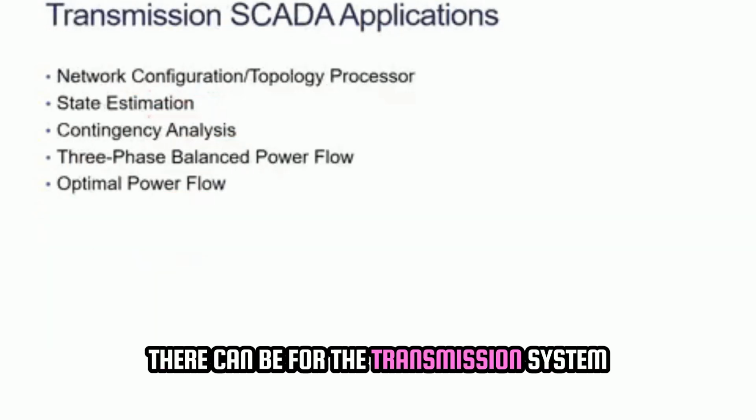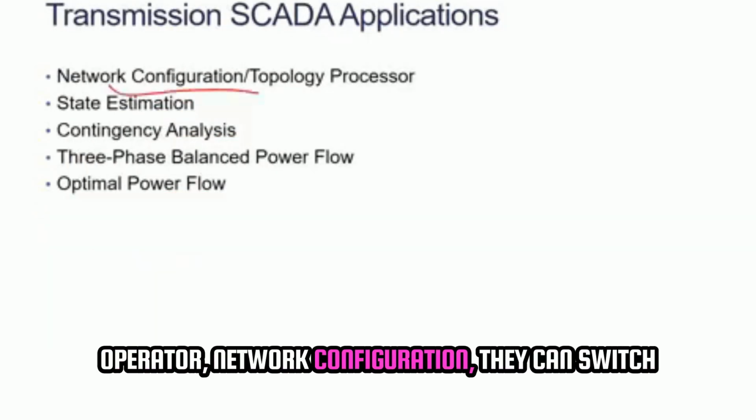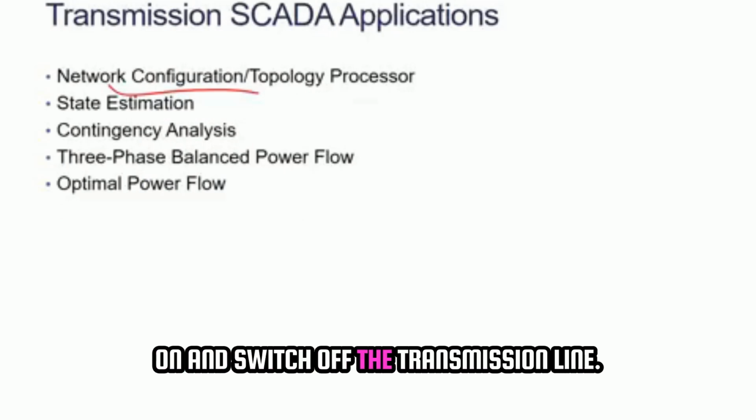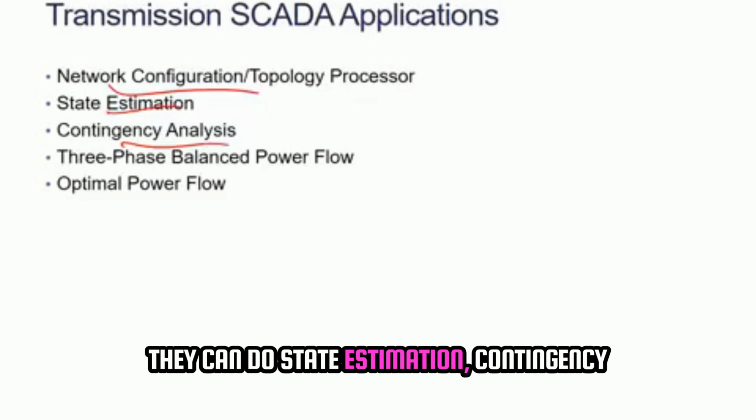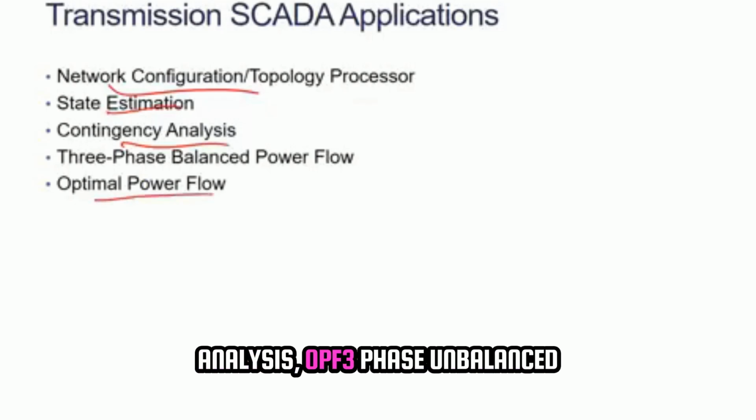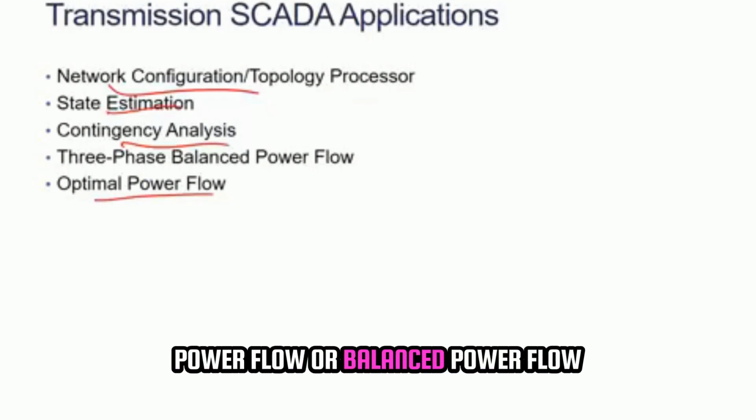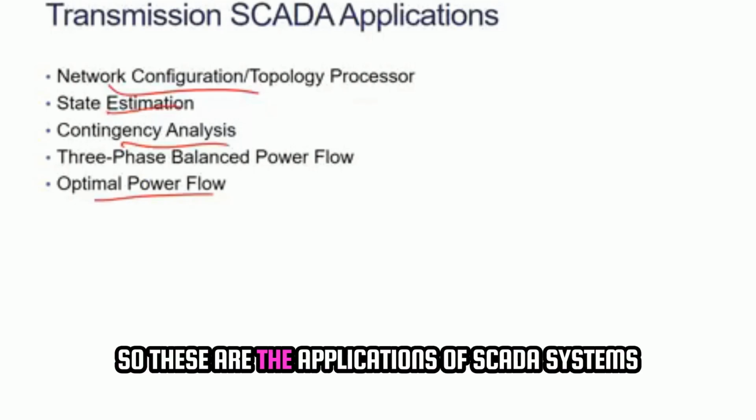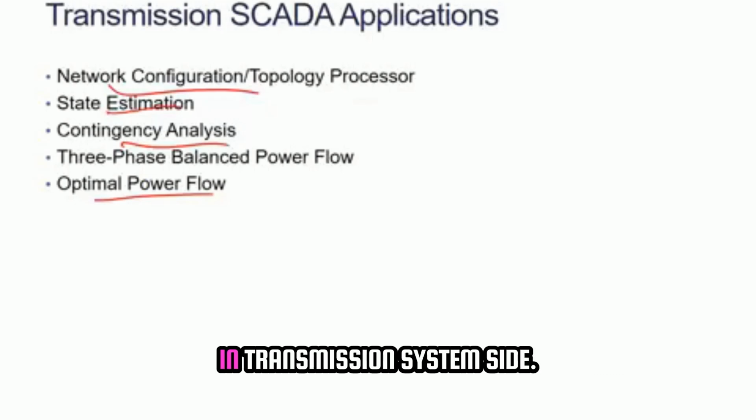For the transmission system operator, there is network configuration. They can switch on and switch off the transmission line. They can do state estimation, contingency analysis, OPF, and three-phase unbalanced or balanced power flow in the transmission system. So these are the applications of SCADA systems on the transmission system side.